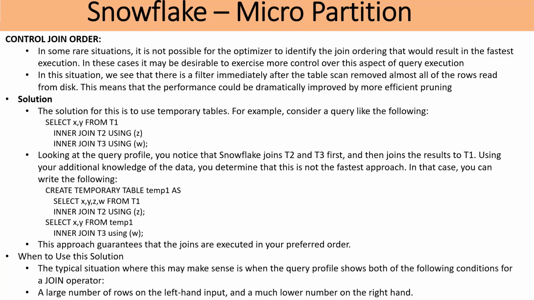Instead of that, looking at the query profile, you notice that Snowflake joins T2 and T3 first. Whenever you do it like this, T2 and T3 are joined first, and then it joins T1.